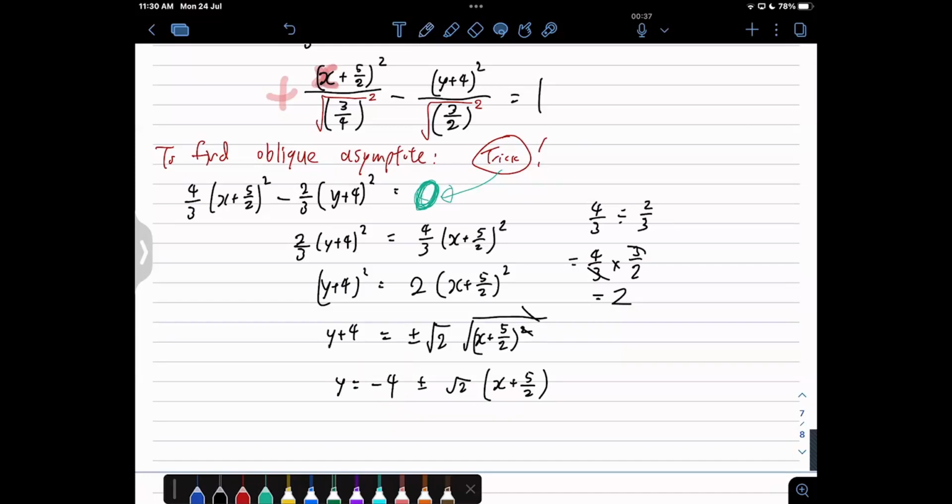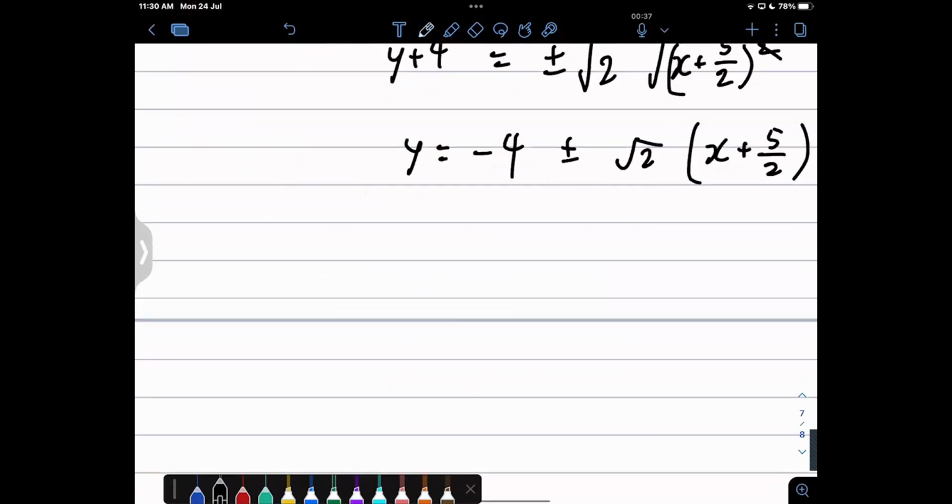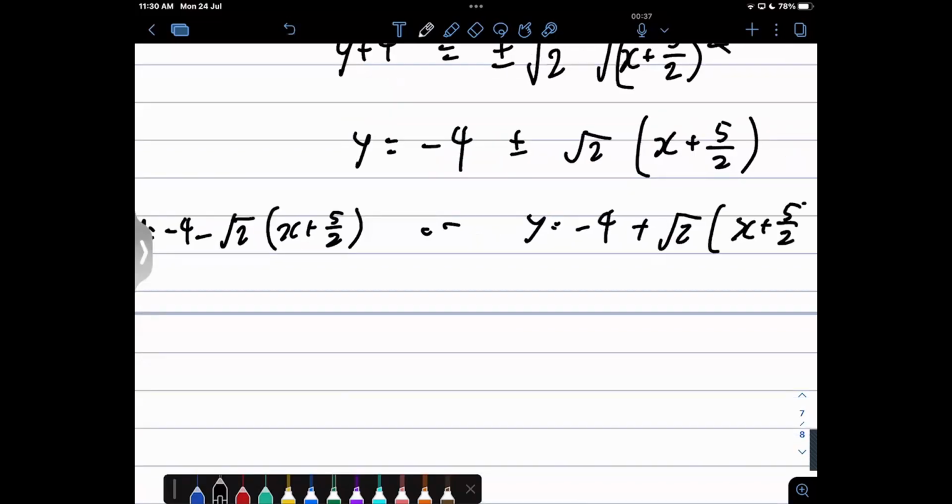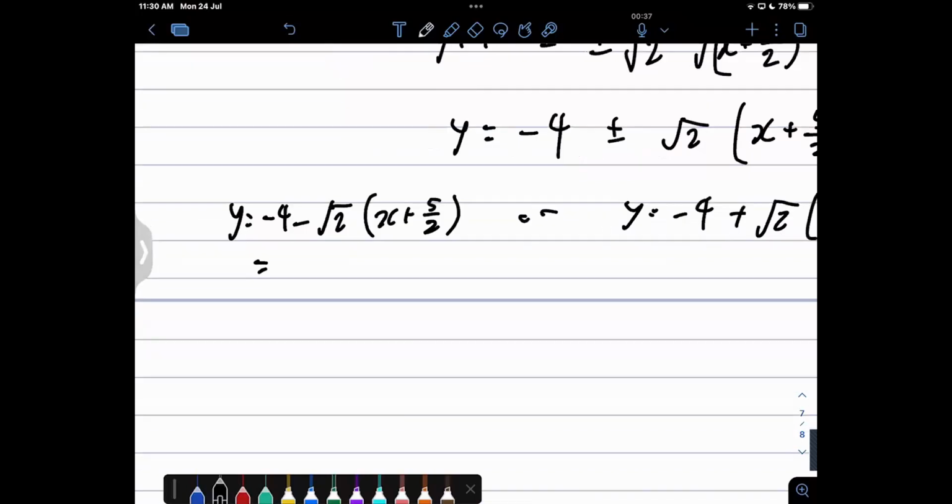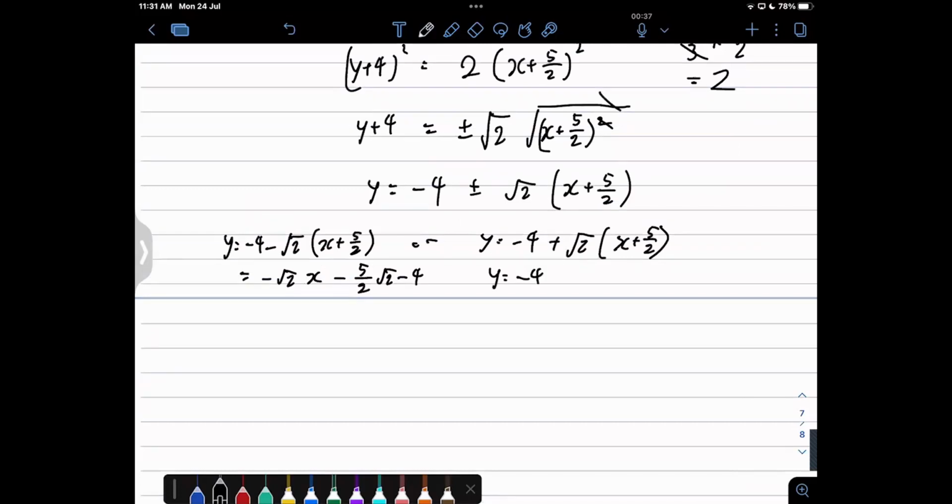Then we can simplify a bit more. So this becomes y equals to minus 4 minus square root 2 times this guy. Or y equals to negative 4 plus square root 2 times that guy. Distribute and you get your mx plus c. Those will be your asymptotes. So this is negative root 2 x. Negative times positive gives you negative 5 over 2 times root 2 minus 4. This other guy will be y equals to minus 4 plus root 2 x plus root 2 times 5 over 2. I'm just going to rewrite this minus 4 on the right side. Okay, so we got our 2 asymptotes already.